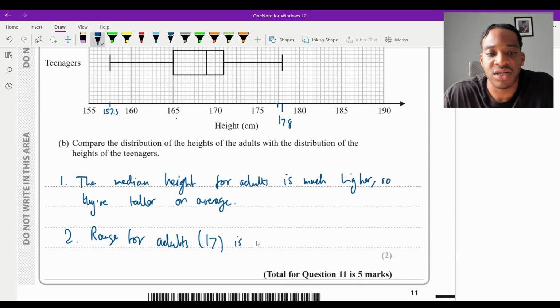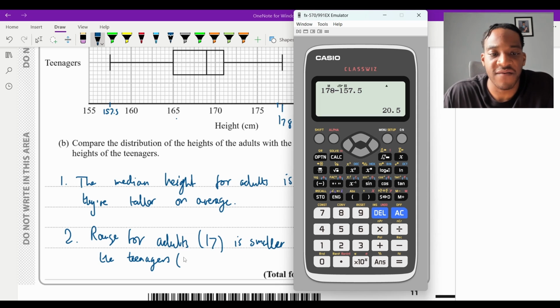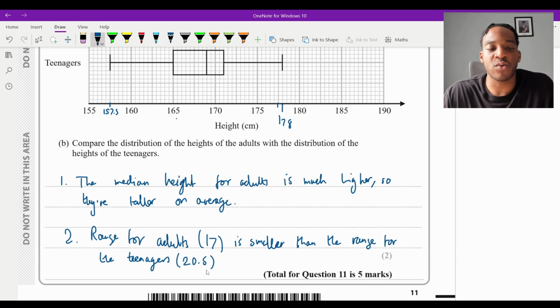So we could say this is smaller than the range for the teenagers, which was equal to 20.5, wasn't it? Let me just double check that. Yeah, 20.5, right? So in other words, the teenagers' heights are more spread out, isn't it? Or you could say the opposite. The adults' heights are less spread. So you could just make a comment like that.